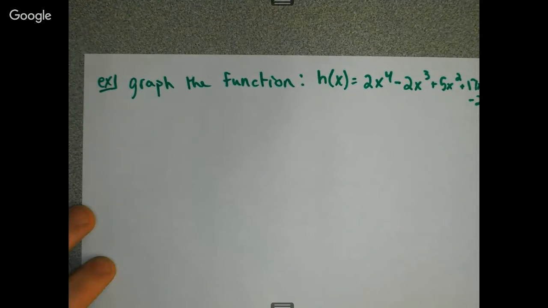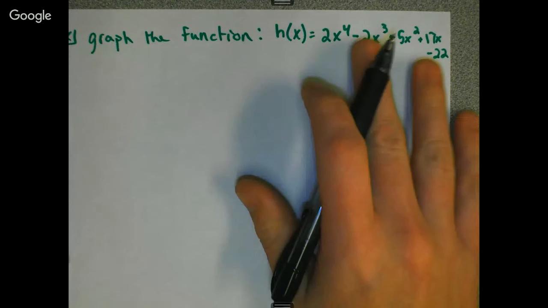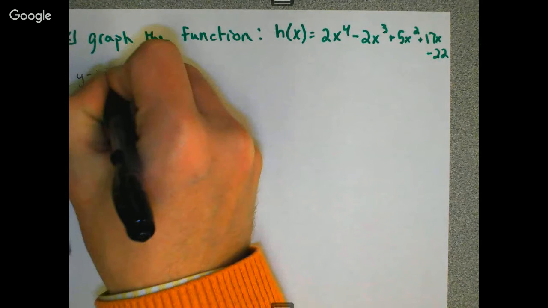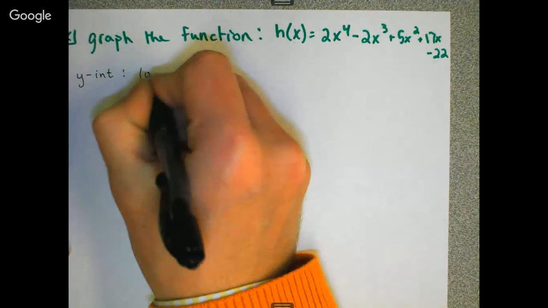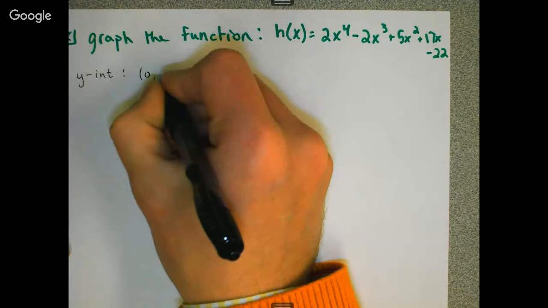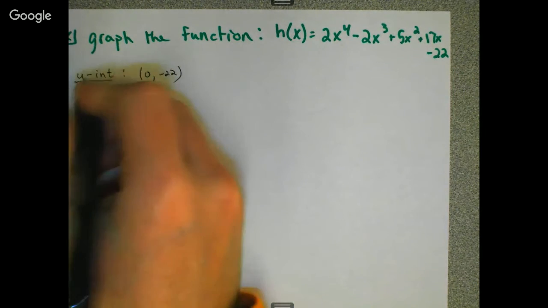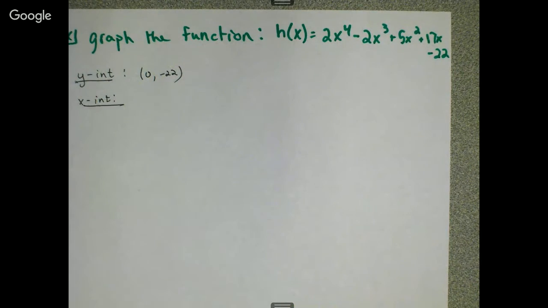Okay, so graph the function. We want to graph this function. We first want to find the y-intercept. That's plugging in 0 for x. So I get 0, comma, well that's 0, that's 0, that's 0, negative 22. Now we want to find the x-intercepts, or my zeros.